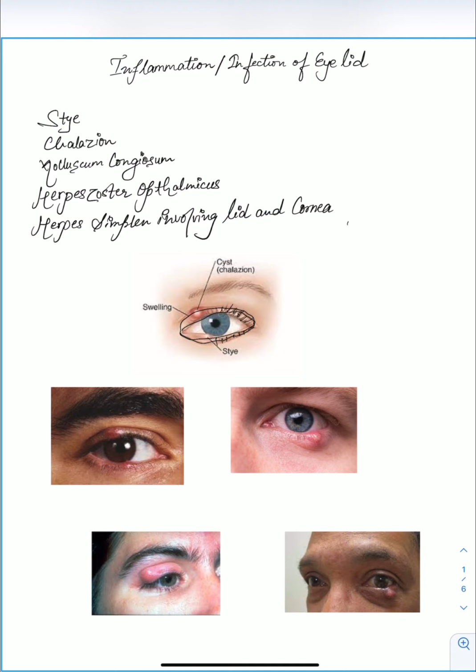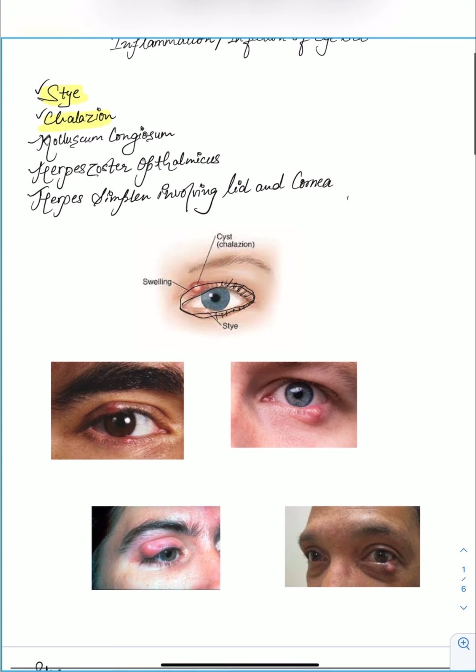Commonly, there are two infections that occur in this part. One is Stye and another is Chalazion. I have highlighted here Stye and Chalazion. Others are molluscum contagiosum, herpes zoster ophthalmicus, and herpes infection from the lid and cornea.